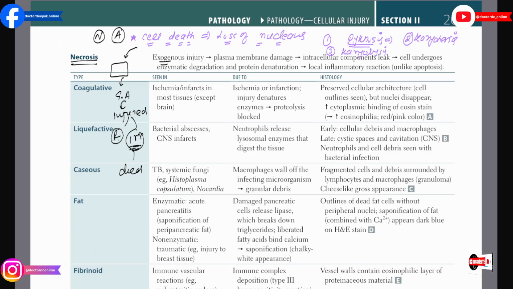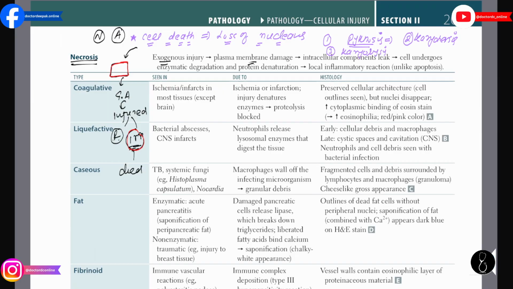It is not the normal physiological thing that is going to happen in our body. There is some kind of exogenous injury, and that exogenous injury will lead to plasma membrane damage. So let's suppose this is the cell, and if there is any kind of trauma or injury from outside, that injury will lead to irreversible cell injury. And after the irreversible cell injury, the cell is going to die.